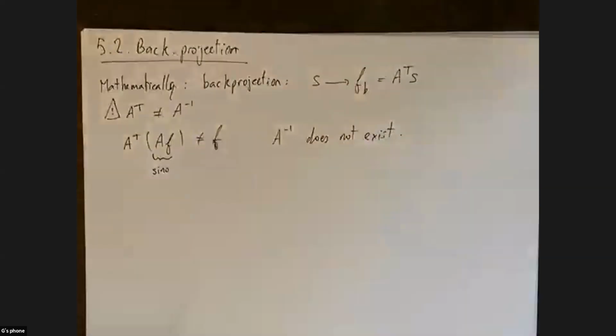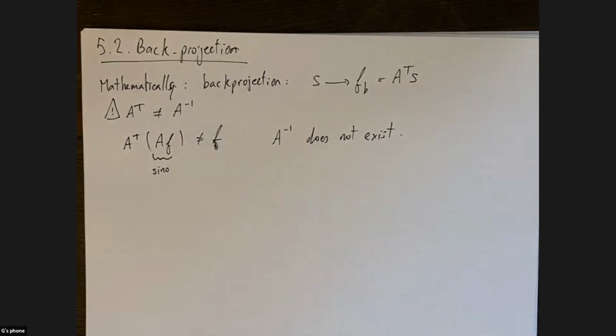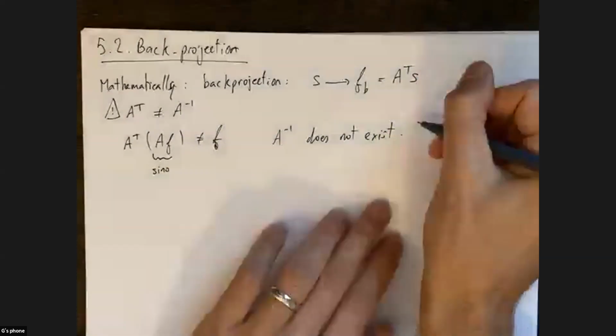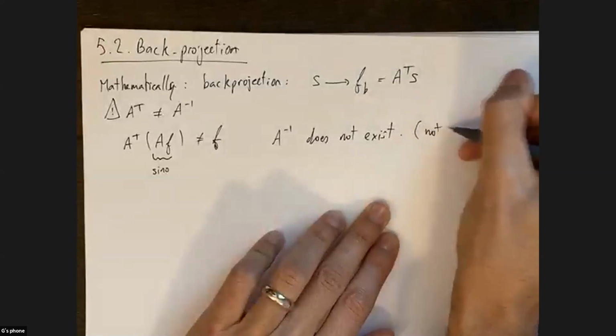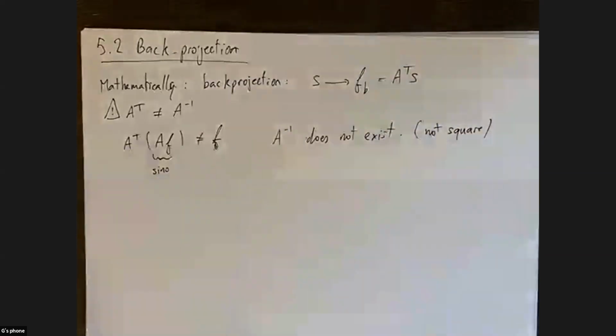And the reason is that inverse only exists for square matrices, and this is not a square matrix. This is a rectangular matrix, so it doesn't have an exact inverse, right? You could have an approximate inverse, in some sense, but you don't have an exact inverse matrix that would cancel out matrix A. Okay, so the reason is it's not a square matrix.